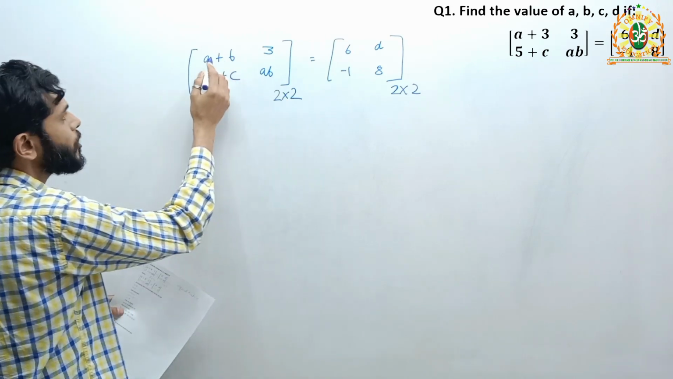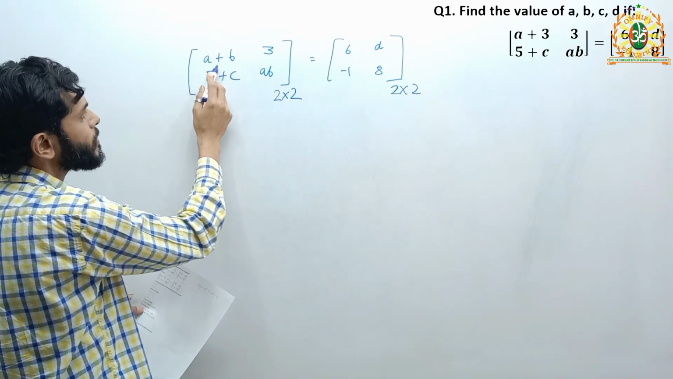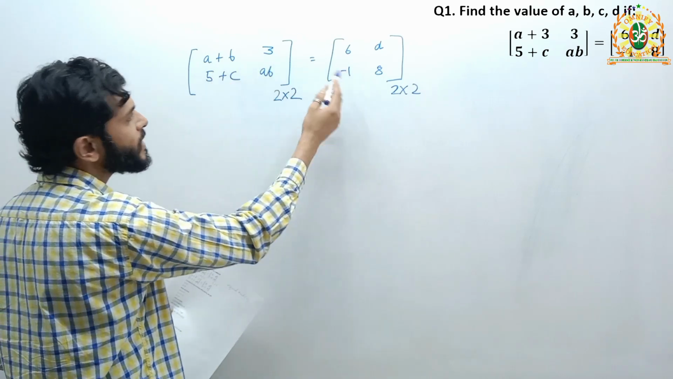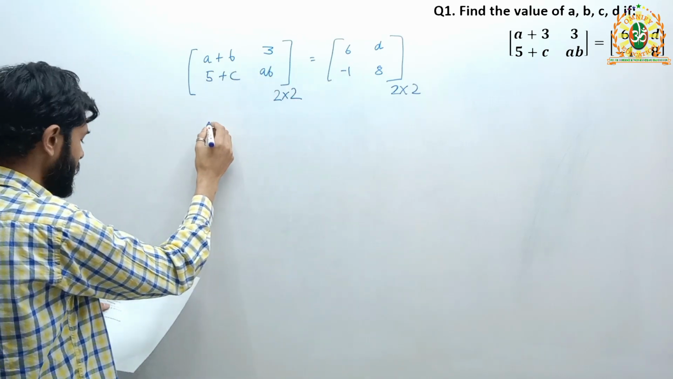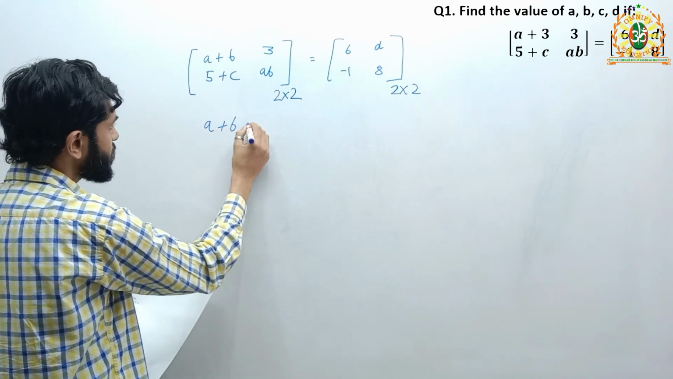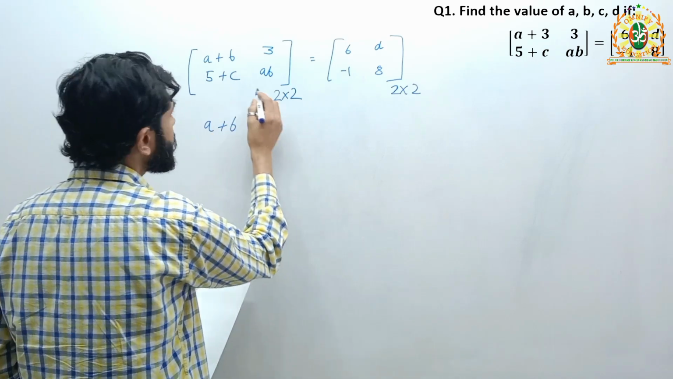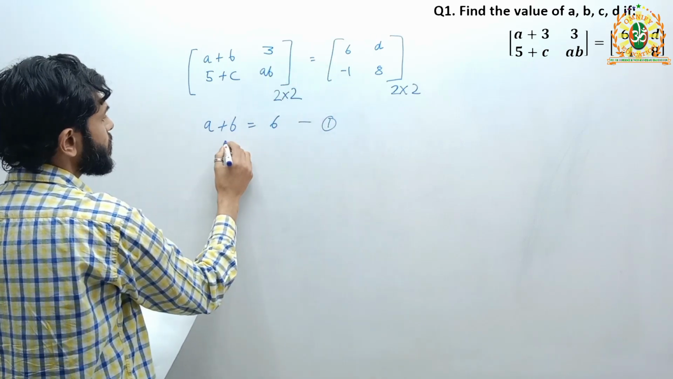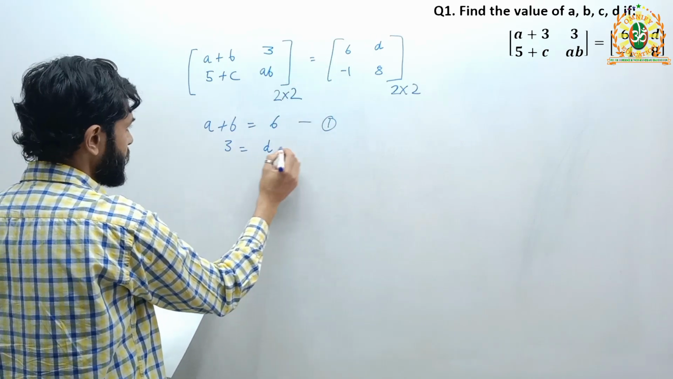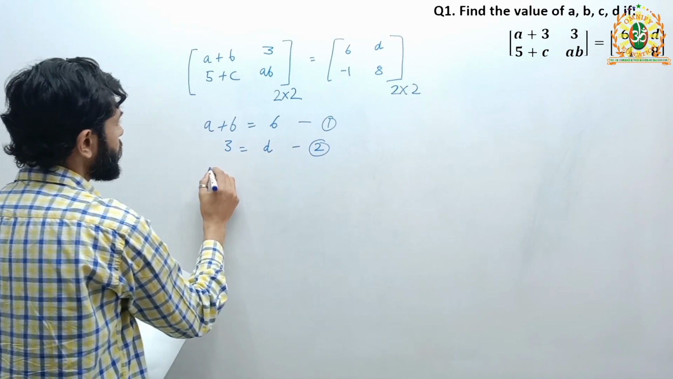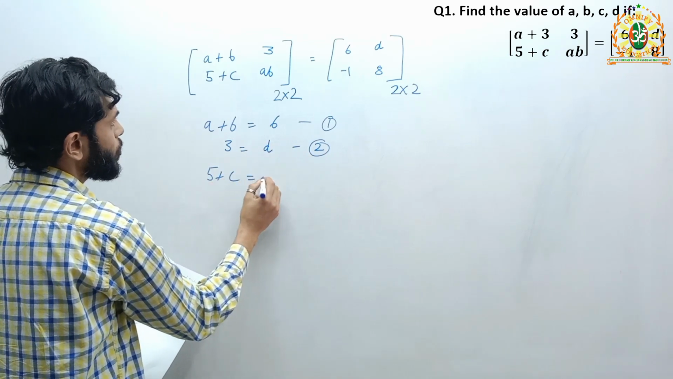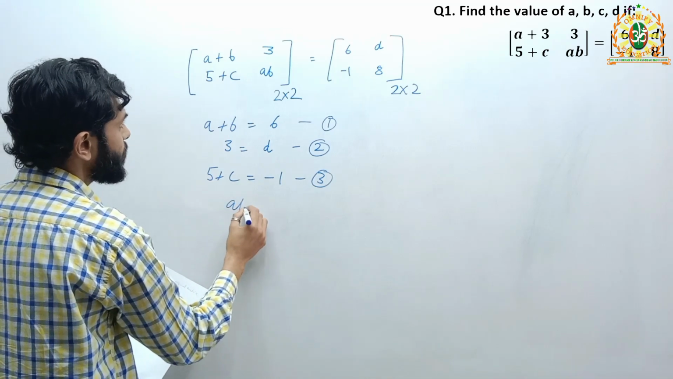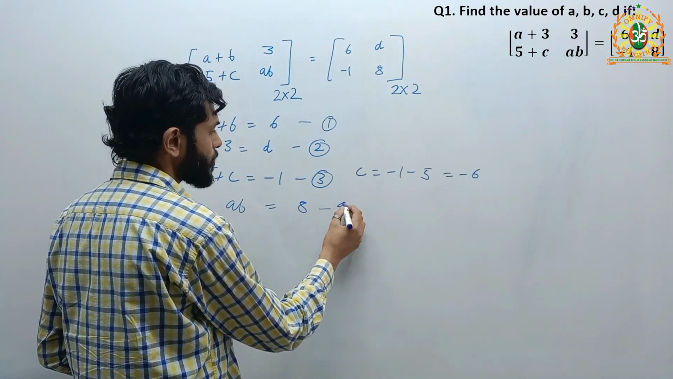Hence, this value is known as the first term of the matrix. This is the second, this is the third and the fourth, and you have to compare them simultaneously. On comparing, you get a plus b is equal to 6, and this is the first. Then 3 is equal to d, second. 5 plus c is equal to minus 1, third. And ab is equal to 8, which becomes your fourth equation.